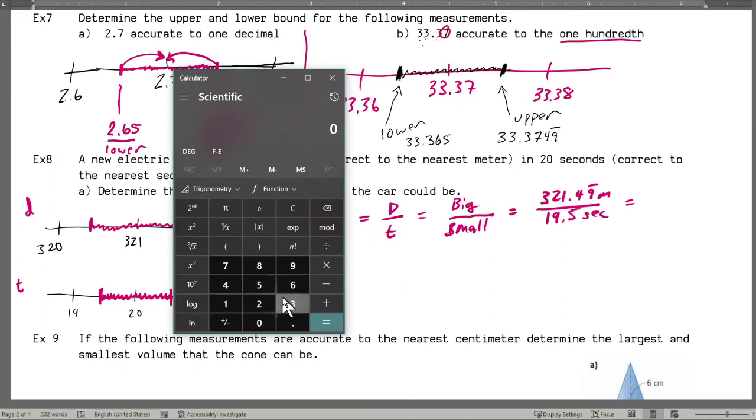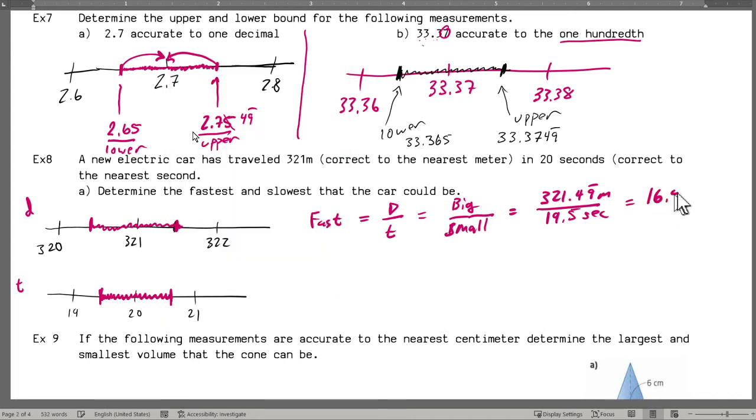So it's 21.4999. You could really just use a 0.5 here, but just divided by 19.5, giving me 16.48, right? So 16.48 meters per second. All right.